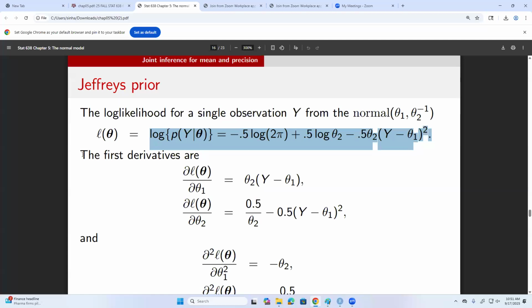And Jeffreys prior, the formula we know, involves the double derivative of the log likelihood function. If you have multiple parameters, then you get an information matrix. And that information matrix is the negative expectation of the double derivative of the log likelihood with respect to the parameters. And we take the determinant of that information matrix, take the square root. That is our Jeffreys prior.